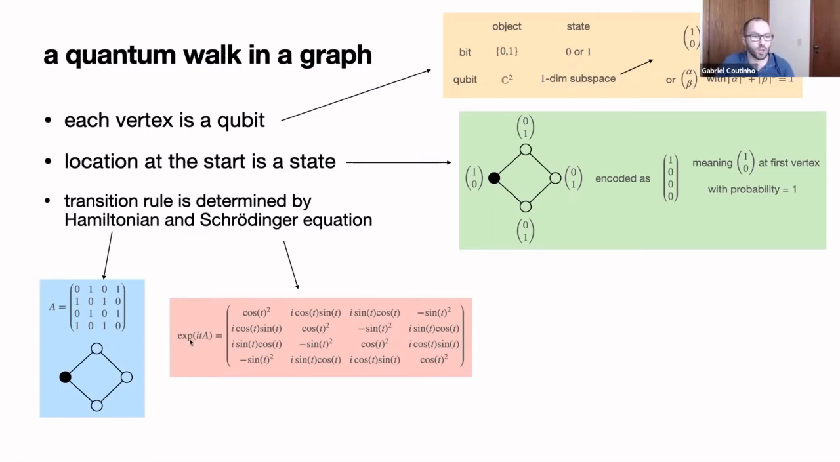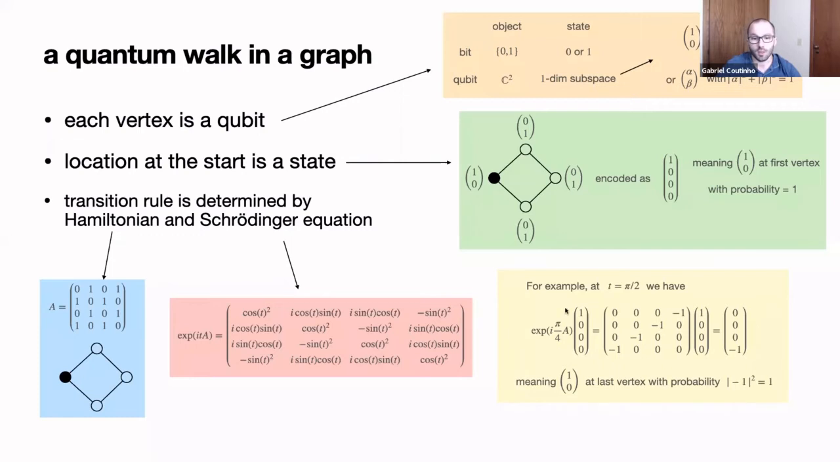This is the exponential of itA. This is well defined in terms of a power series that you apply to this matrix multiplied by the imaginary constant i and time t, which is a real positive number. For this particular graph, you can actually carry out the computations explicitly. This is what you get. Just to be clear, this is the example at time t equals pi on 2. You put t equals pi on 2, you substitute in all these cosines and sines. And then this is what you get.